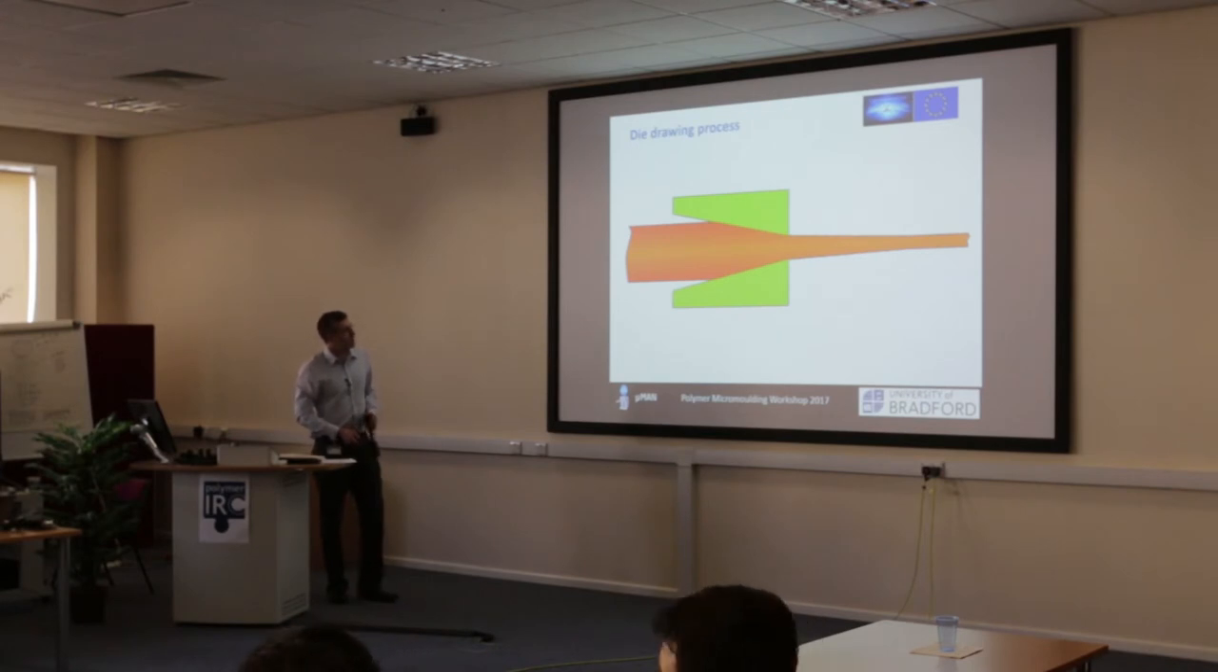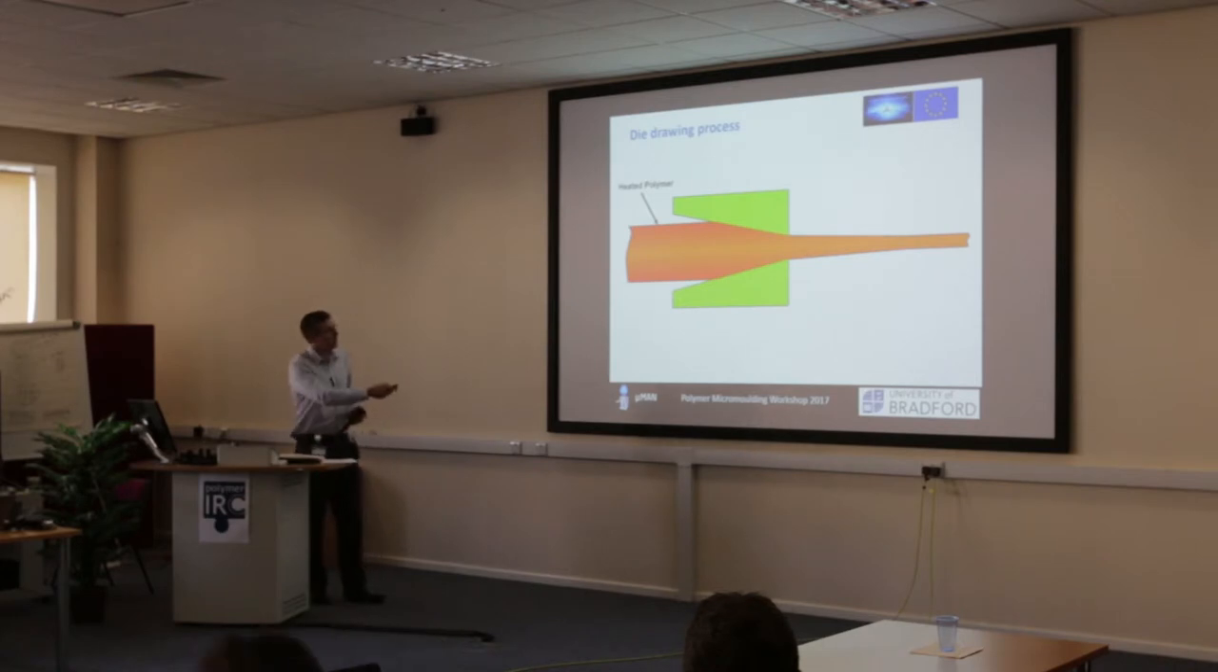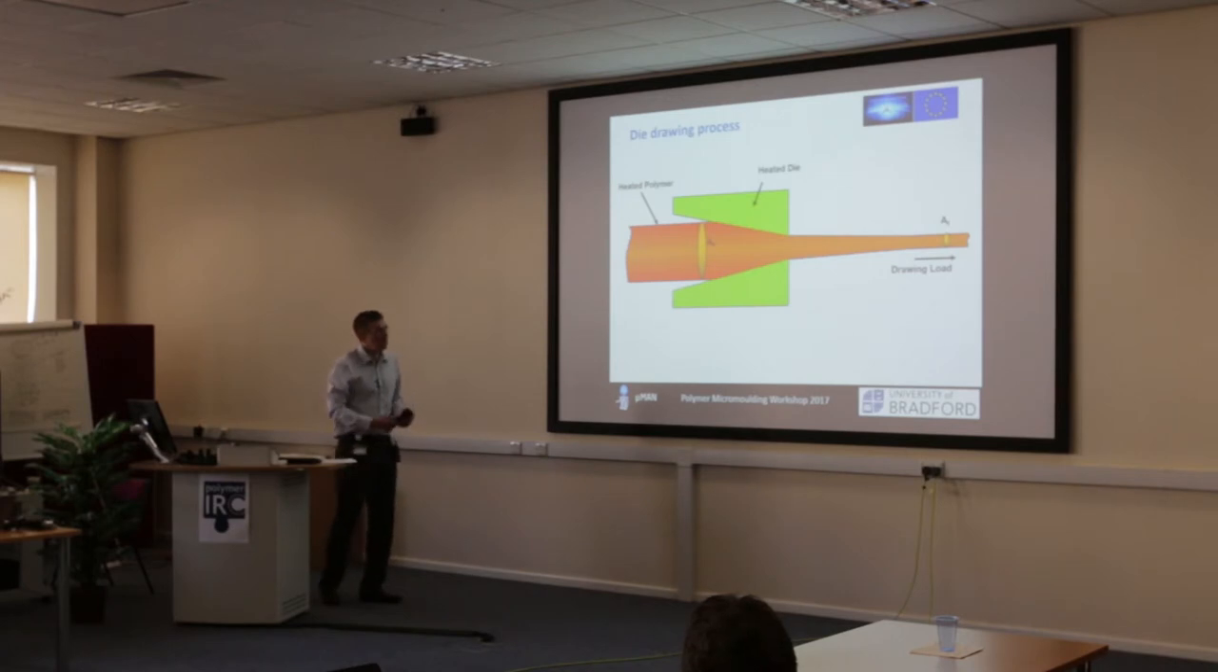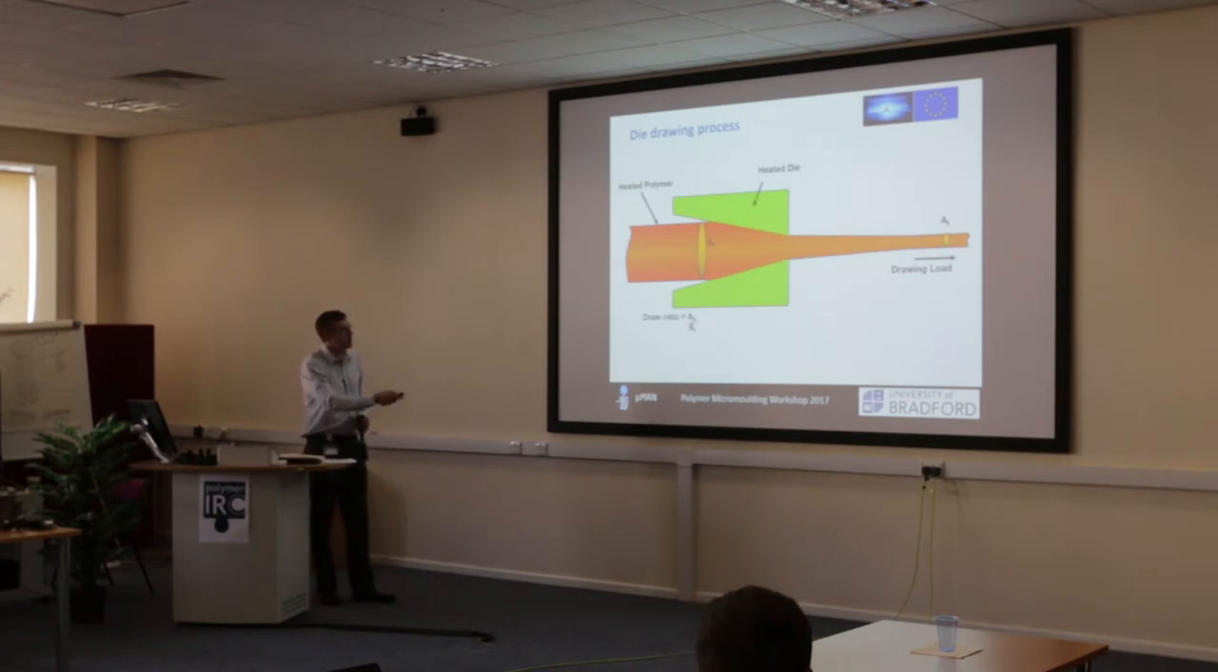So the die drawing process basically looks something like this. We start with a polymer, which we have to heat up, as I say, above glass transition. Then we have a die. So the green section is the metal die, which has got some sort of convergence angle. And we have to apply a load on it. We have to pull the polymer through. The change in cross-sectional area gives us our draw ratio, which we can use to measure the amount of orientation. Draw ratio is just the ratio of the initial divided by the final area. So we either have the drawing, which is controlled by the die in this region, or we have free drawing as it exits the die. So the diameter still continues to reduce a little bit down there.